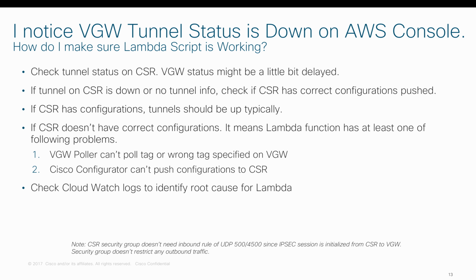If the tunnel doesn't come up or doesn't have the correct configuration, it means the Lambda function has at least one of the following problems. The first is the VGW poller, as I mentioned before in how the automation works, cannot pull the tag specified on the VGW, which you can figure out very quickly. The other part is kind of tricky: the Cisco configurator cannot push configurations to the CSR. So now you have to go to the CloudWatch logs to identify the root cause. Let me show you how to check the logs.